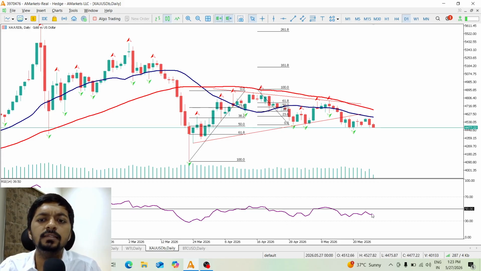Also, if you look at the RSI, it is still trading below the 50 level. Also there is a bearish crossover. All three factors are indicating that we can see the downward momentum continue in the upcoming session.